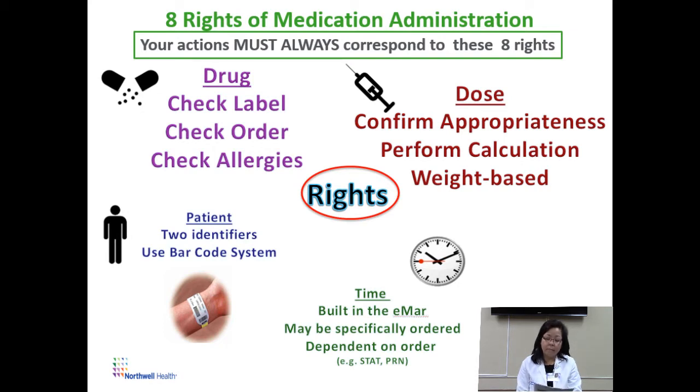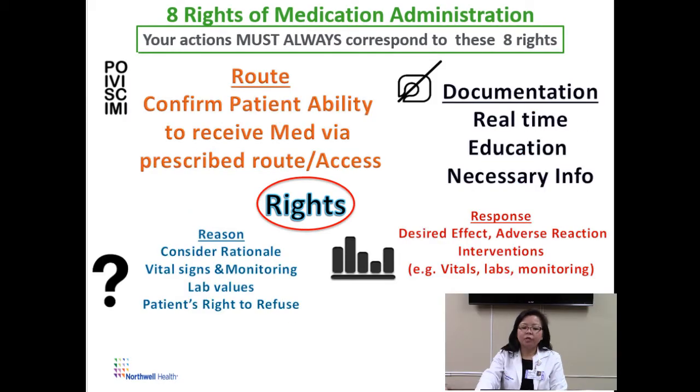The right time, making sure that it is very specifically to that. Making sure if it's a stat, when to give those, and also when are the other medications too, the PRNs as well. The additional 4 medication administration rights would be the right route, making sure you have that, confirming that.